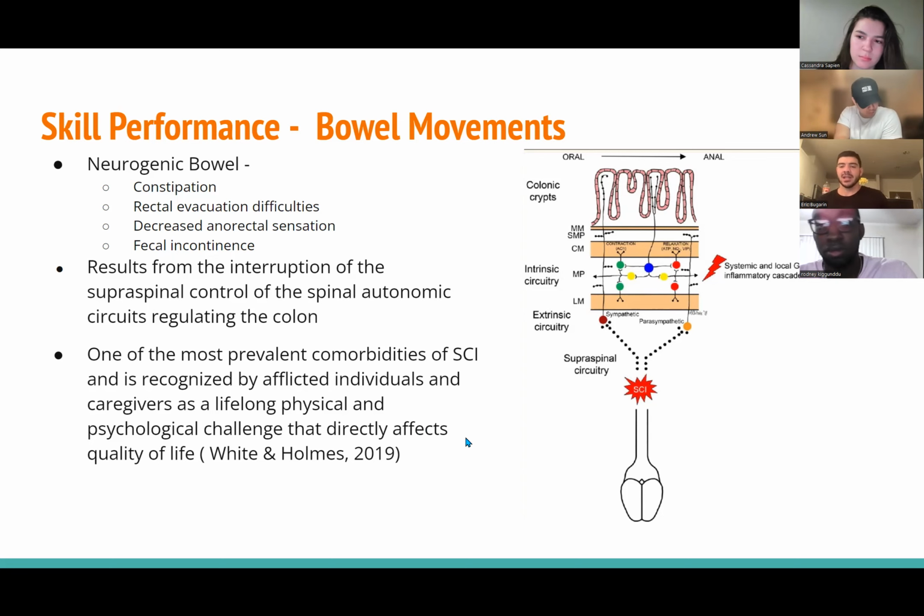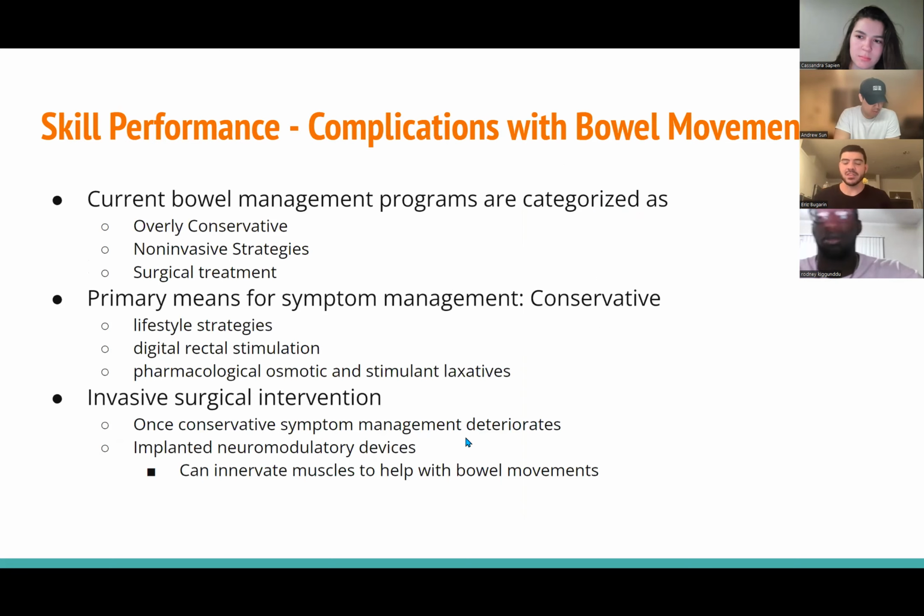Now, for the next slide, we're going to go into the complications with bowel movements. So current bowel management programs are categorized as conservative, non-invasive strategies, and surgical treatment. For our conservative treatments, we're going to see lifestyle strategies, digital rectal stimulation, and pharmacological, osmotic, and stimulant laxatives.